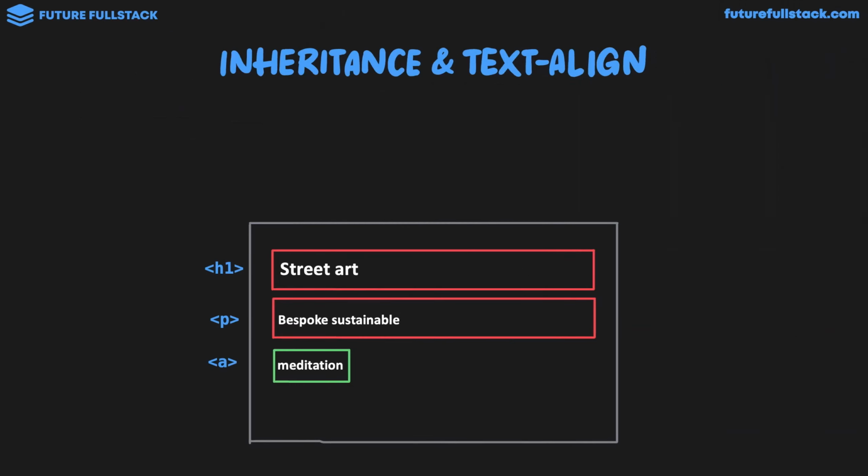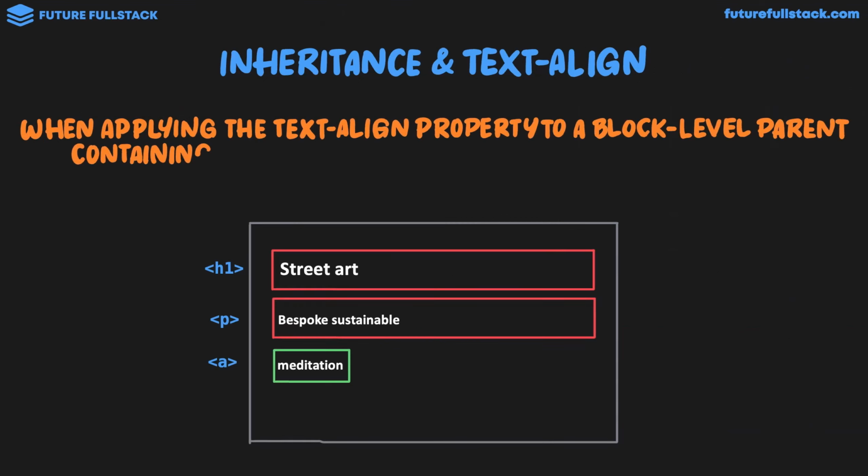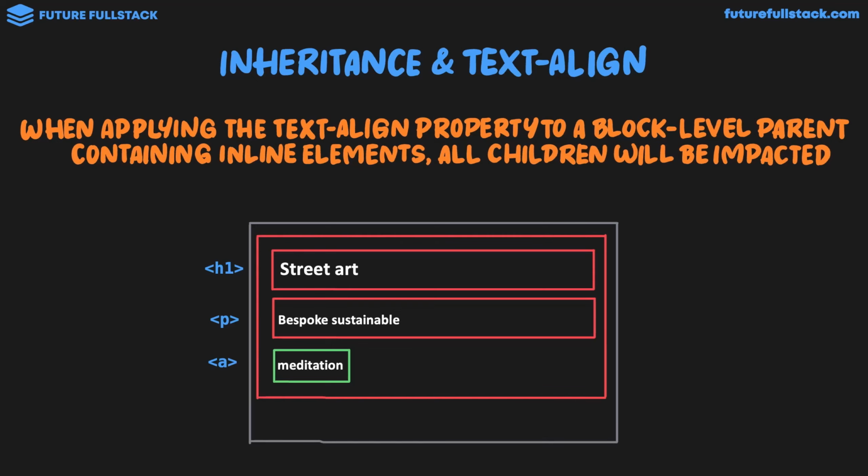So we've just seen that when applying the text-align property to a block-level parent containing inline elements, all children will be impacted. In the example we just looked at, we had a block-level parent, which is a div. And as a quick reminder, a div is a block-level element. And we applied text-align center to this, which ended up centering the block elements and the inline elements. So there's actually two things going on here. The first is that child elements are centered, where the child elements here are the heading 1, paragraph, and anchor tag.